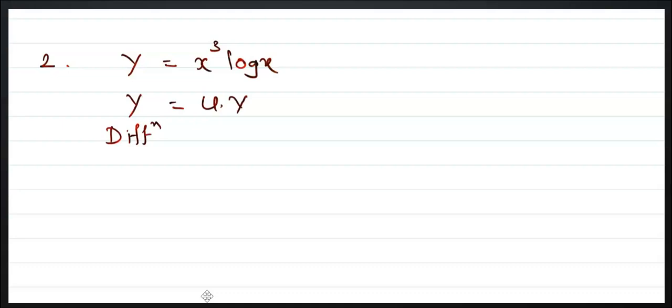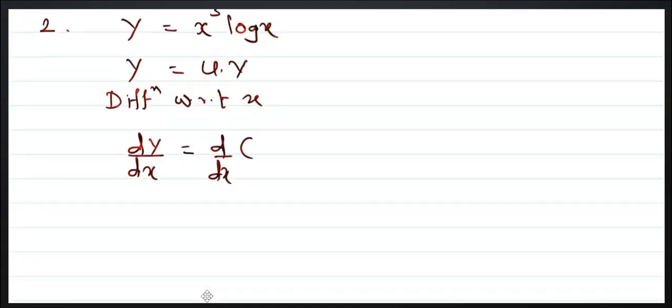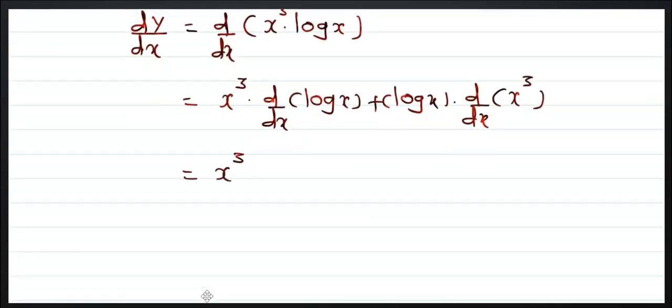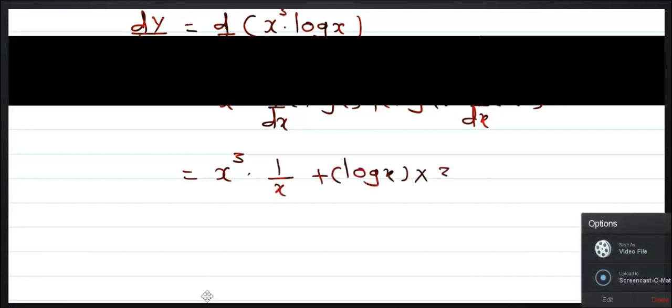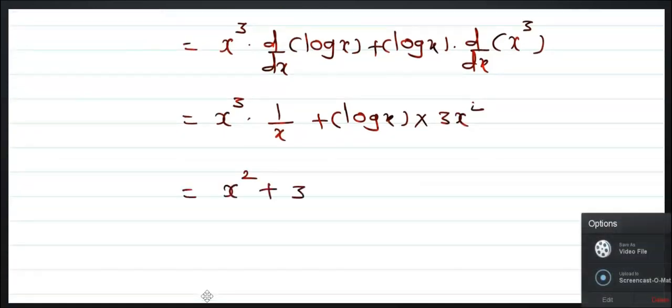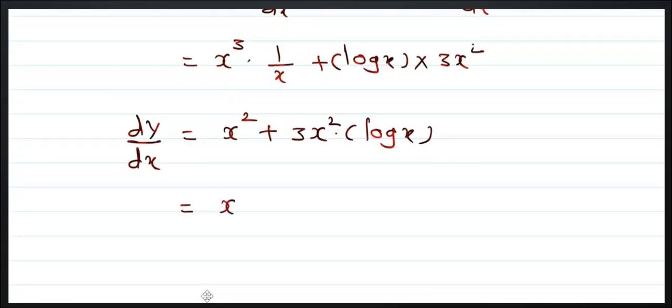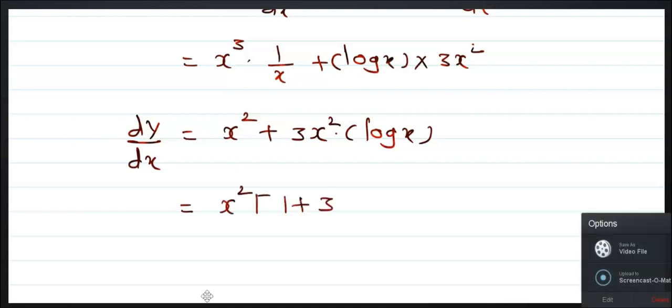Next, y is equal to x cube into log x, y is equal to u into v, so dy by dx is equal to x cube into d by dx of log x plus log of x into d by dx of x raised to 3. Now the derivative of log of x is 1 upon x. Log of x into the derivative of x raised to 3, that is 3x square. Therefore x cancels, you will get x square plus 3x square into log of x. Therefore dy by dx is equal to x square plus 3x square into log of x. Now from these two, we can take x square as common. Then in bracket, you will get x square in bracket 1 plus 3 into log of x. This is the dy by dx.